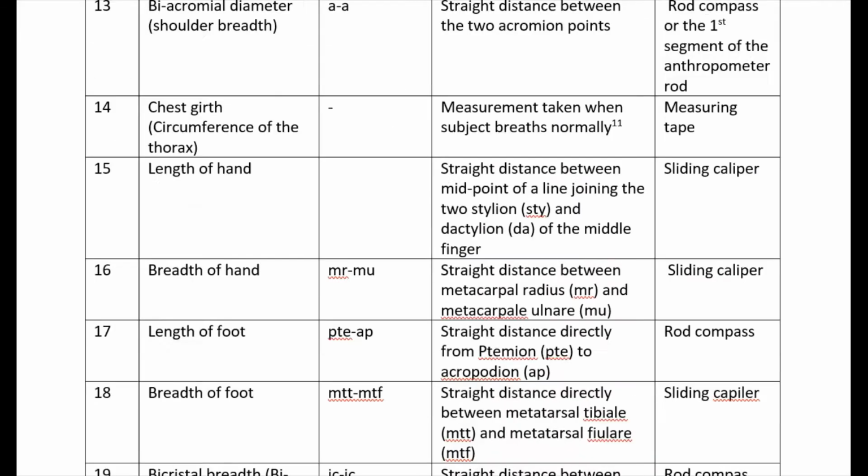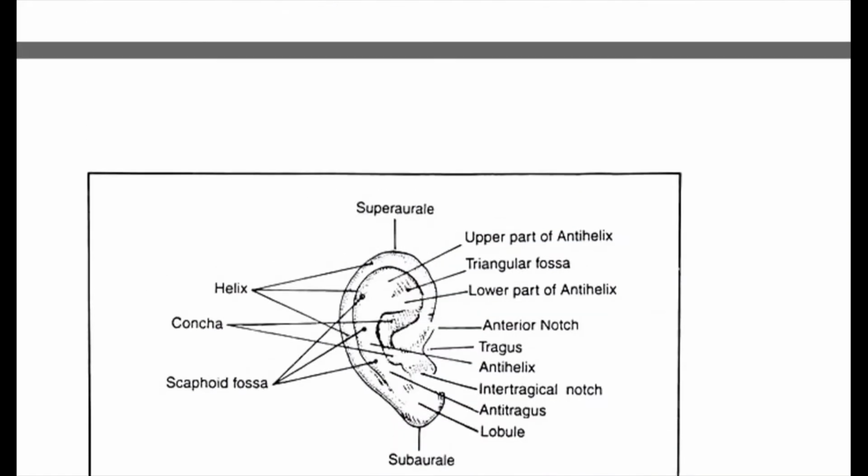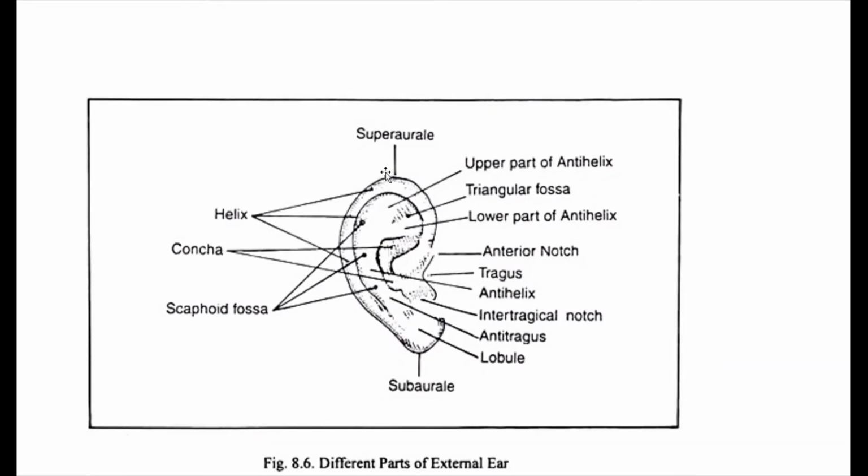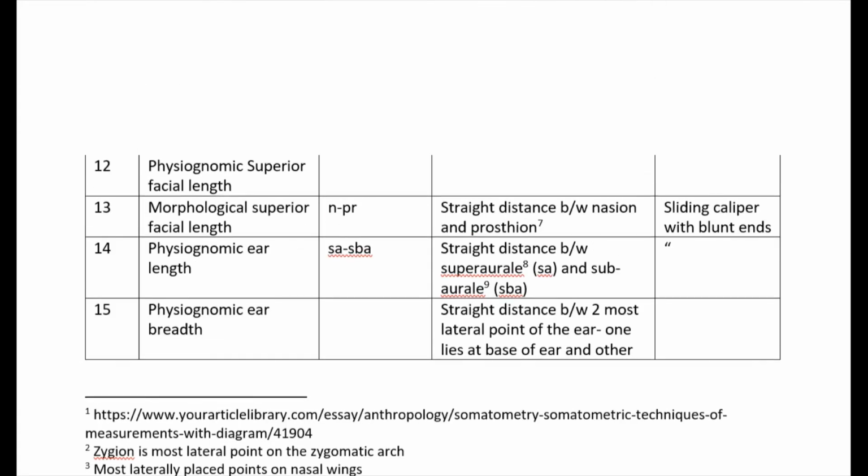Let me show you. So when we are taking the length, because we have to do it vertically, the highest point on your helix, the external ear, this point, the highest most point is superaurale, and the lowest point of your ear lobe, the deepest depression, is identified as the subaurale. So from here to here we take the length, which indicates the ear length. Now we again do it using the sliding calipers with the blunt ends.